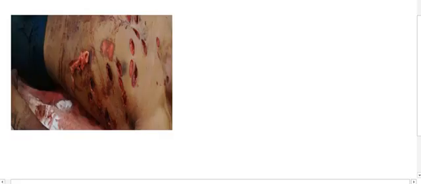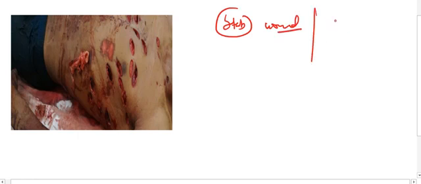Now this is a picture showing multiple stab wounds over the left and anterior aspect of the chest. Then the stab wound and the correlation with the weapon. As we know, the weapon has a blade, and this is the hilt and this is the handle.